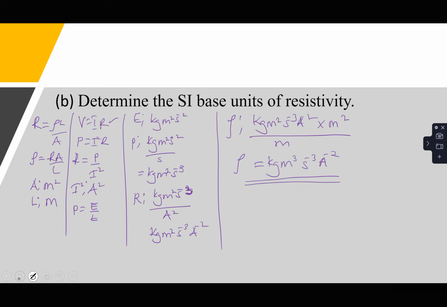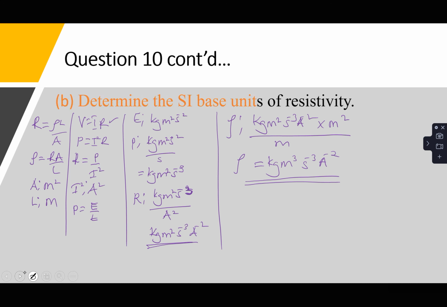Okay, let's continue. The base units of resistivity are done. The only challenge is arriving at the base units of resistance. If you can choose a method to arrive at the base units of resistance, then it becomes very easy to obtain the base units of resistivity. Next, so we have done with that.